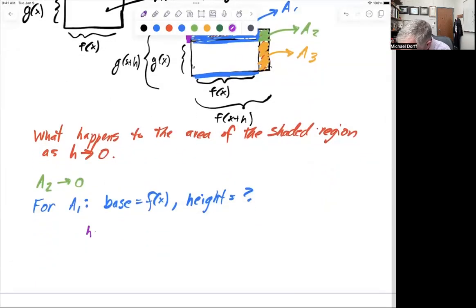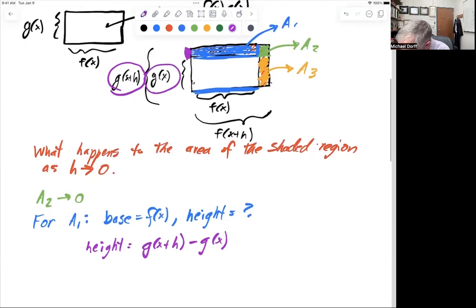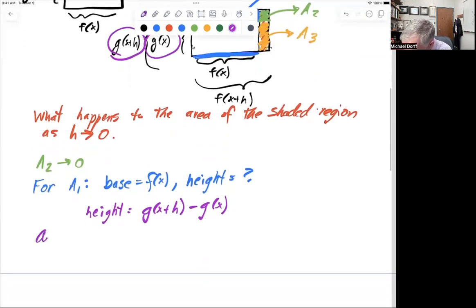So the height is going to be the difference, g of x plus h minus g of x, right? Because here's my g of x and here's my g of x plus h. And if I subtract those two, I'm going to get that purple region right there. And as h gets smaller, goes to 0, this becomes the same thing.